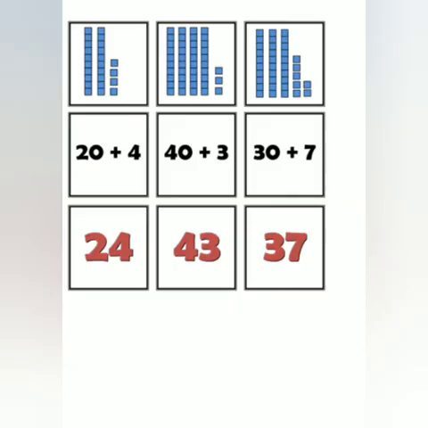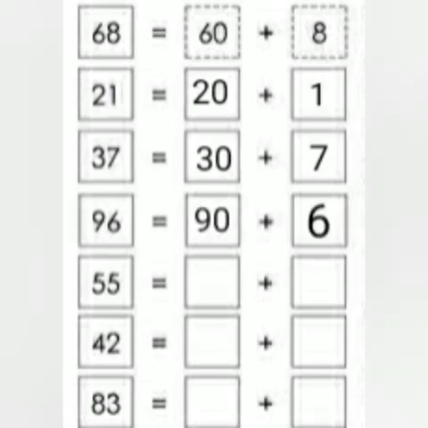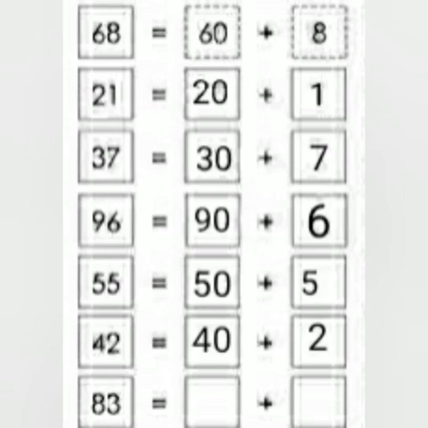Now let's start with a quick look at our tens and ones. So 68 is 60 and 8. 21 is 20 and 1. 37 is 30 and 7. 96 is 90 and 6. 55 is 50 and 5. 42 is 40 and 2. 83 is 80 and 3.